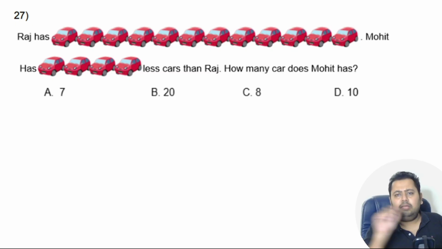So Raj has some toy cars. You can see, you can count that out. Mohit has some toy cars, fewer cars than Raj. How many cars does Mohit have? So first you have to find out how many cars Raj had, and then you have to subtract the number that says Mohit has a certain number of cars less than Raj. So it's just a counting and then a subtraction problem. Read the question again, solve it, and we meet on the other side.